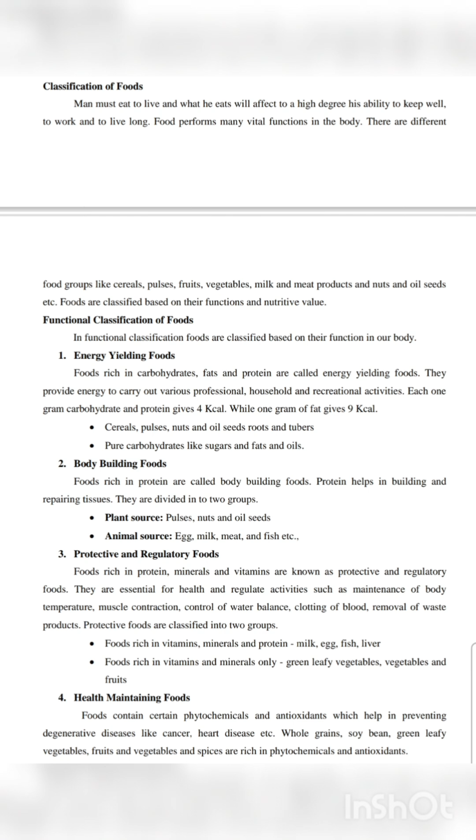We have to memorize this, as the paper setter can ask this question: how many calories we can have from 1 gram of carbohydrates, 1 gram of protein and 1 gram of fats. So the basic foods for carbohydrates, proteins and fats are cereals, pulses, nuts, seeds, roots and tubers. Then we have pure carbohydrates like sugars, fats and oils.